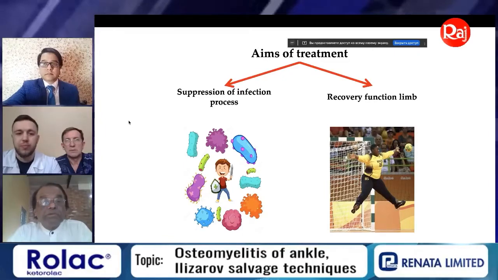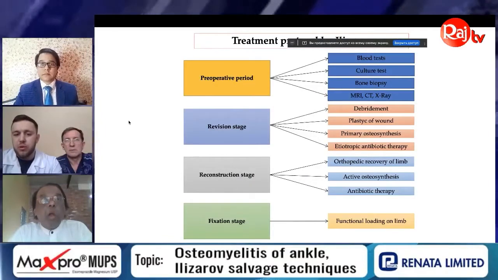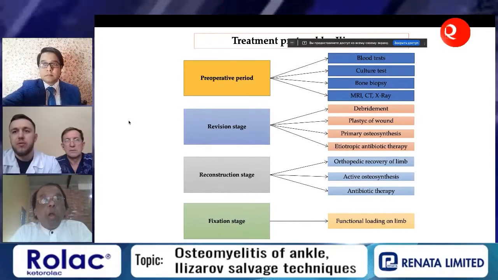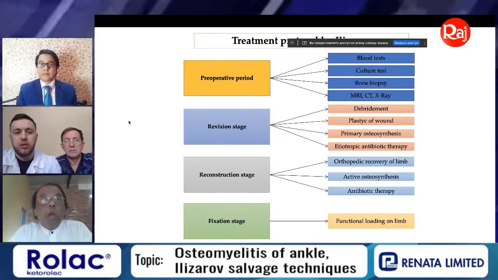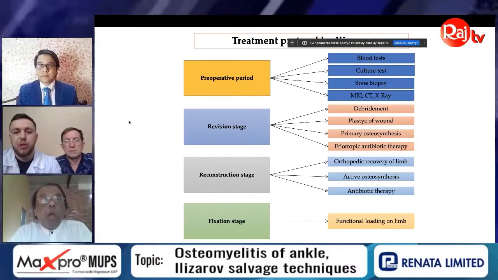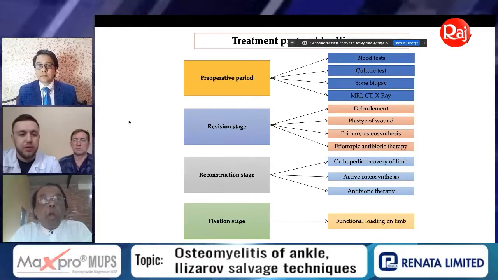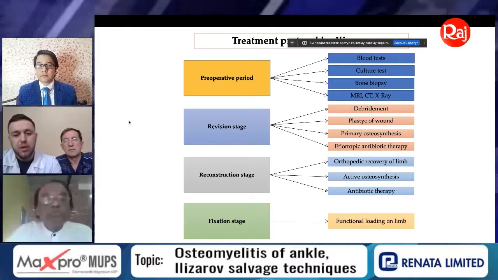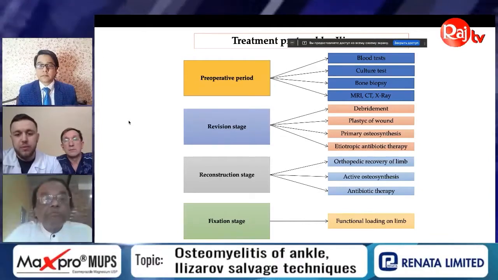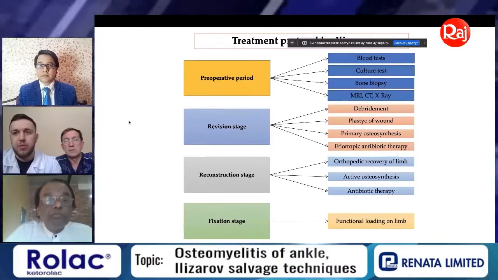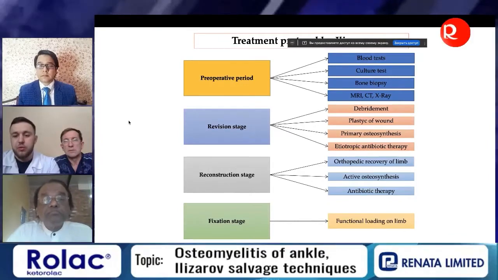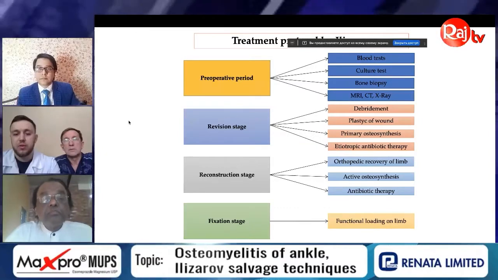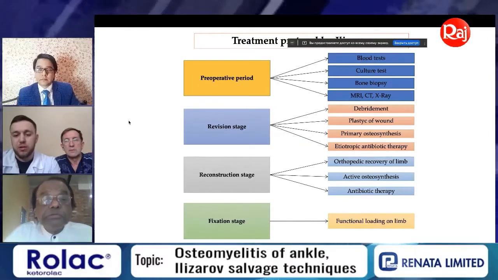recovery of function of the limb. Our typical protocol of treatment for patients with osteomyelitis includes a preoperative period where we prepare for surgical intervention, a second stage, revision, where we do debridement, the next stage, reconstruction, where we do orthopedic recovery of the limb, and the fixation stage, when the patient can walk in the Ilizarov fixator with functional loading on his limb.